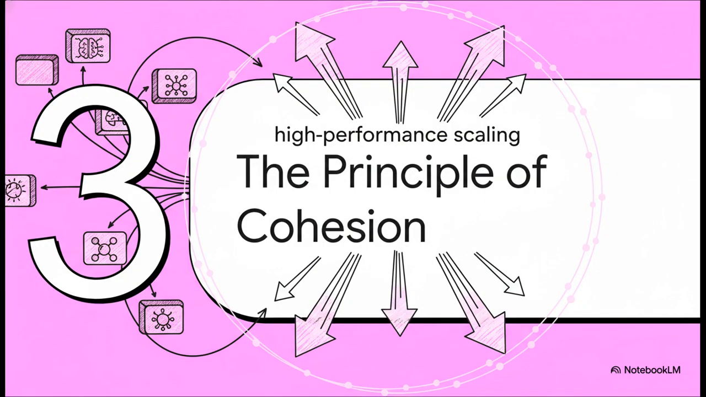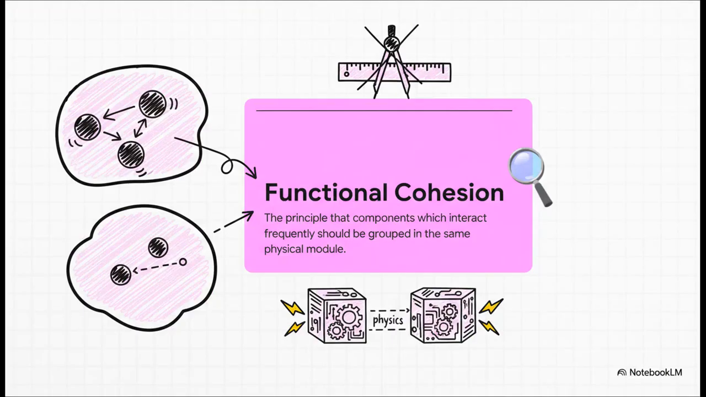And this brings us to the hero of our story today, the principle of functional cohesion. This is the secret sauce. It's the design rule that actually makes high-performance scaling possible. So, what is functional cohesion? At its heart, it's a simple, powerful idea. Components that talk to each other a lot, I mean constantly, should be physically grouped together in the same module. This isn't about what makes sense logically, it's about the physics of making the data travel the shortest possible distance.